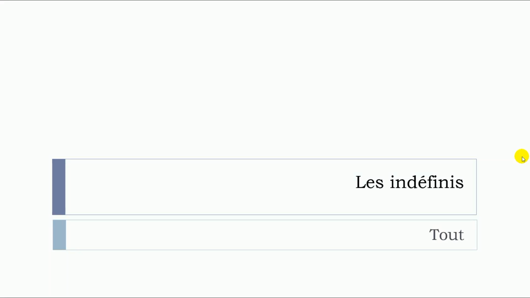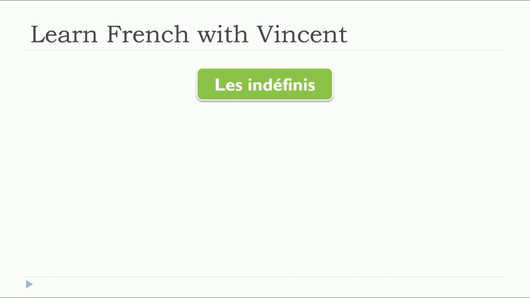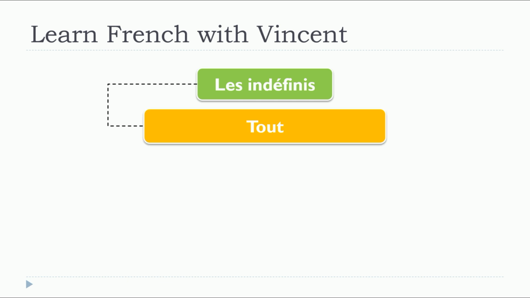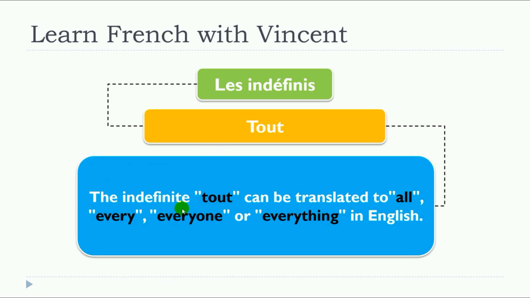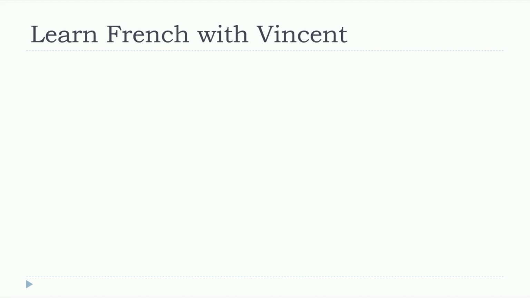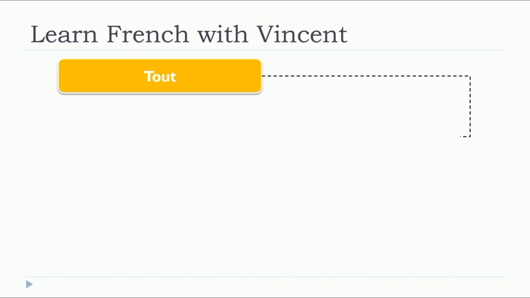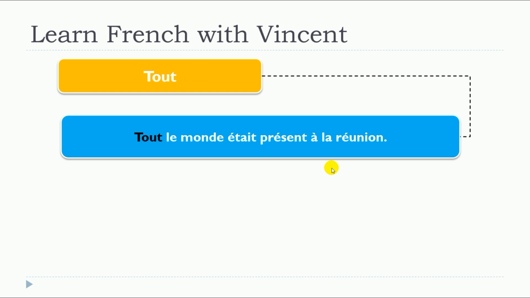In this lesson, we will see together les indéfinis, but we will see more precisely tout. So in this lesson, we will see tout, and the indefinite tout can be translated to all, every, everyone, or everything in English. So we will see 4 examples with tout.